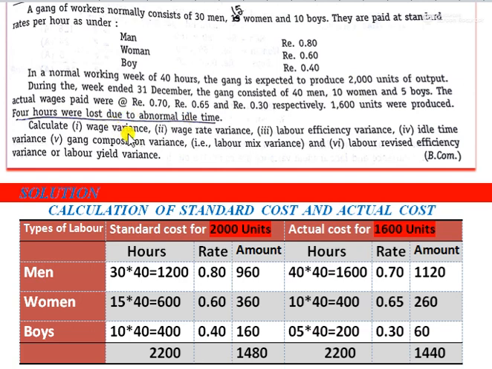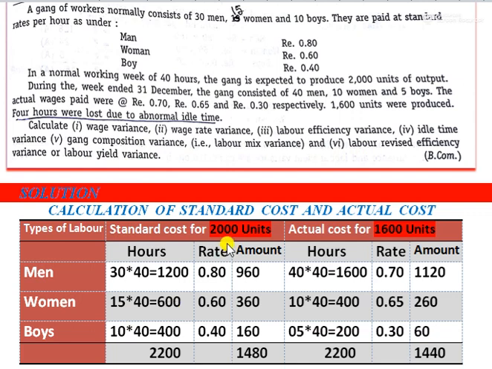wage variance, also known as labor cost variance, wage rate variance, labor efficiency variance, idle time variance, and gang composition variance, that is also known as labor mix variance, and labor revised efficiency variance or labor yield variance. So before going to the solution, I want to explain this problem one more time.